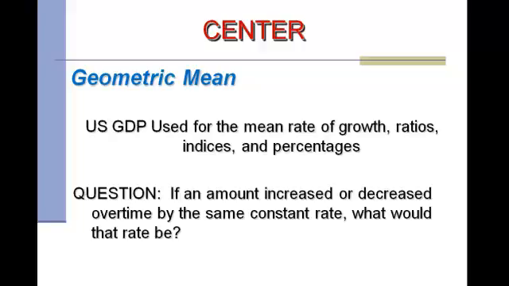And the hardest part of the geometric mean is really understanding not so much how to calculate it, and in your lab I've given you a really good example of how to calculate a geometric mean. And I've also asked you to do that in the lab assignment. But what's more important is for you to understand what in the world the geometric mean means. Yeah, what's the mean mean? So the question is, or a way to describe it is, if an amount increased or decreased over time by the same constant rate, what would that rate be?